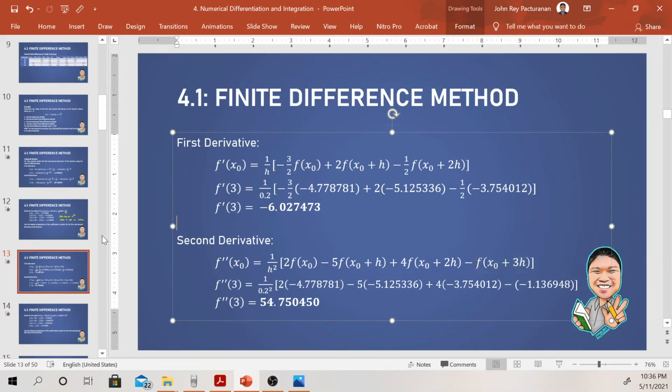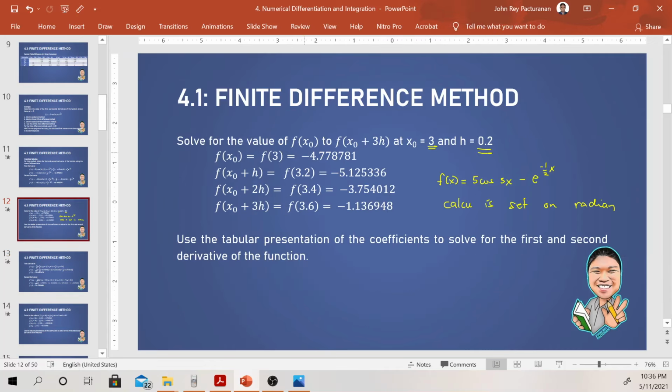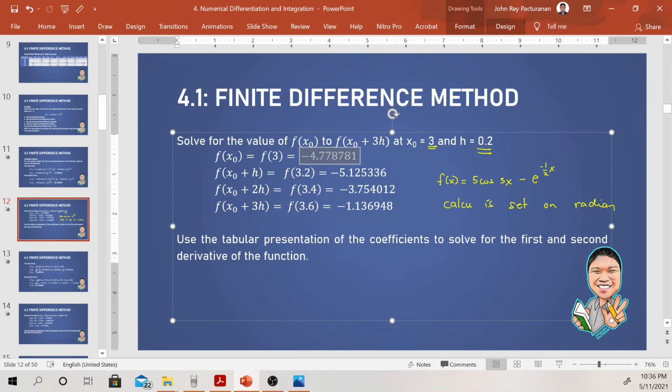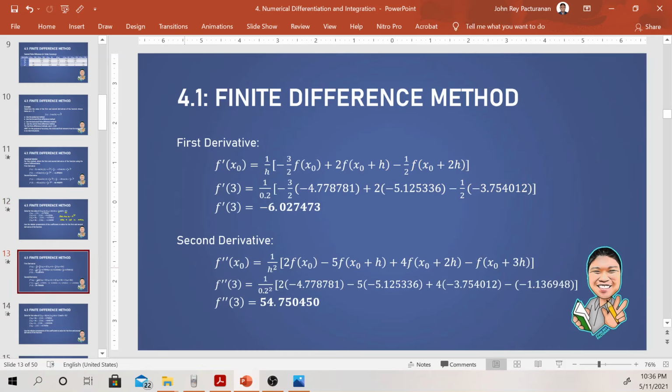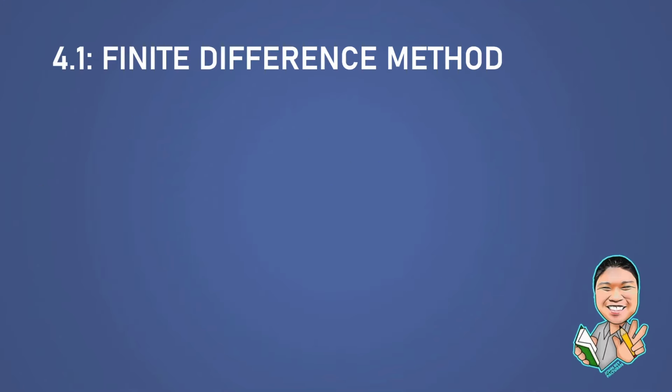Then go back to this slide, because you have now found f of x sub o, f of x sub o plus h, f of x sub o plus 2h, and f of x sub o plus 3h. So after you establish the formulas, you just substitute the numerical values. That's all you will do. I hope that's clear, right?